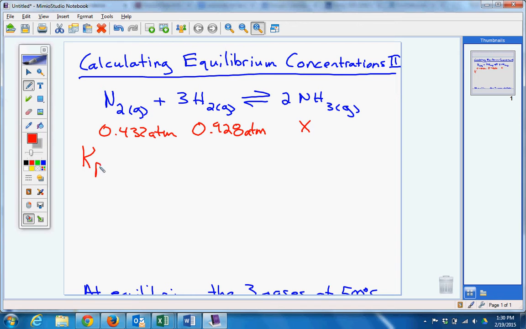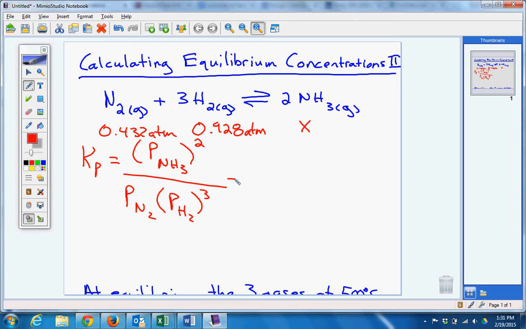So, now, how do I solve this? KP. Again, we always have to write our expression. What's our expression for KP? It would be the pressure of NH3 squared over the pressure of N2 times the pressure of H2. All right, let's go ahead and plug in our numbers and our factors. So we're going to have x squared.